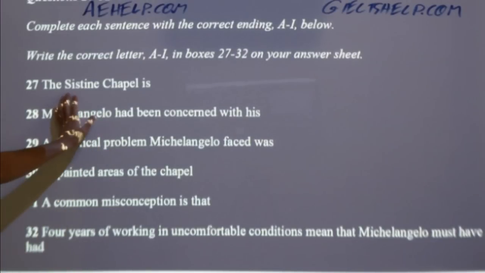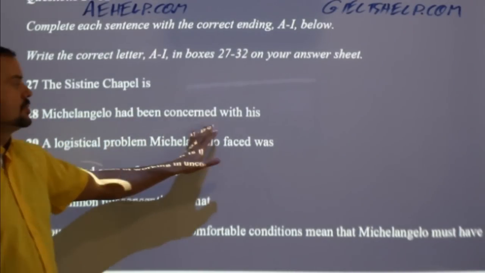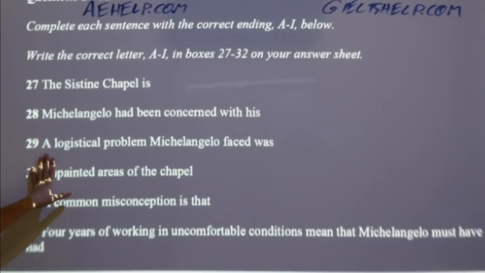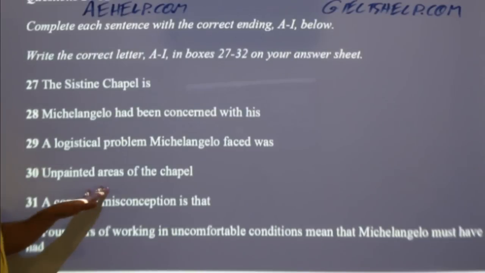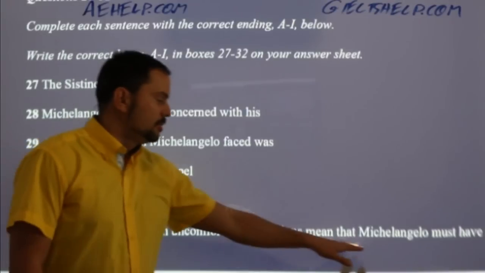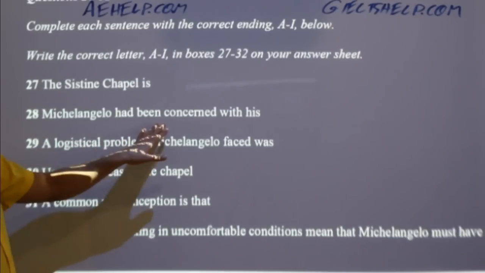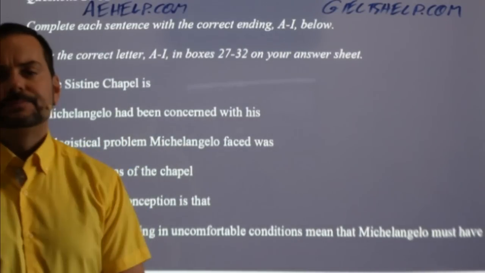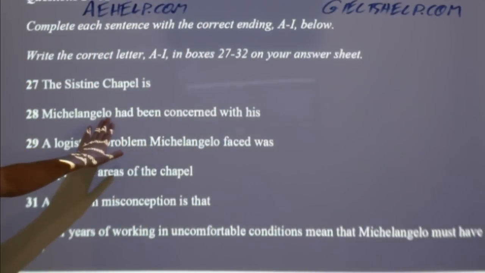The Sistine Chapel is, that doesn't help much. Michelangelo had been concerned with his. A logistical problem Michelangelo faced was unpainted areas of the chapel. A common misconception is that 4 years of working in uncomfortable conditions meant that Michelangelo must have had. Okay. What does it mean Michelangelo had been concerned with his? What does that mean? Can you explain to me in your own words?